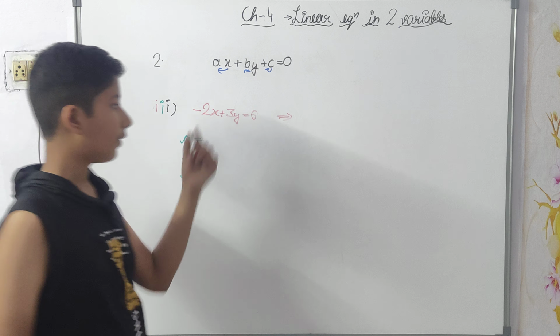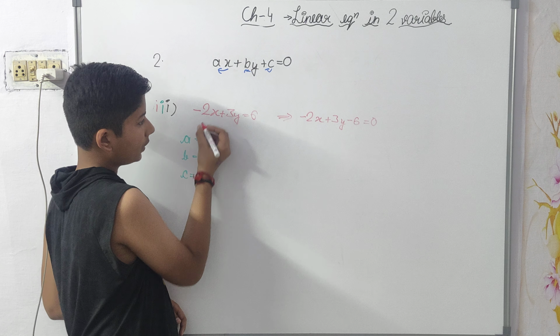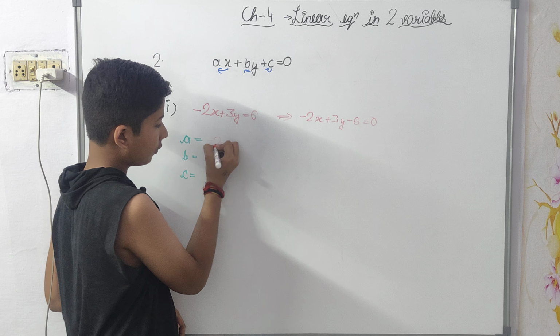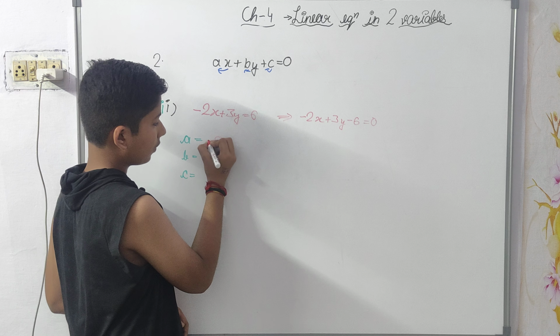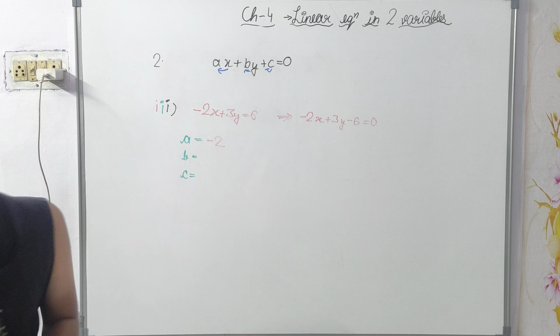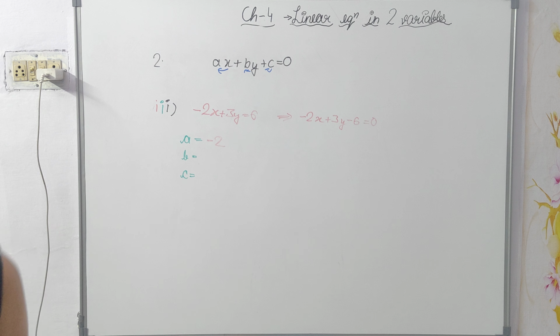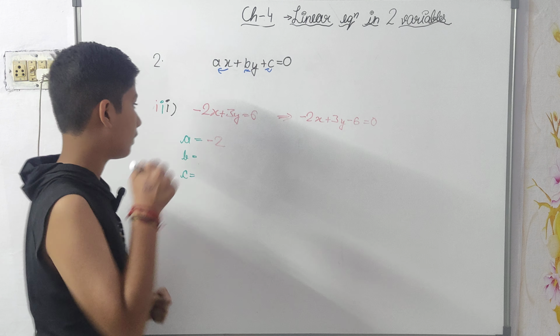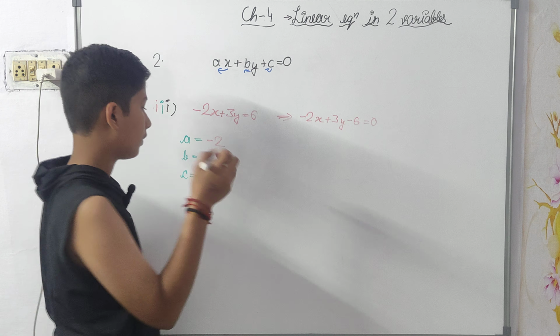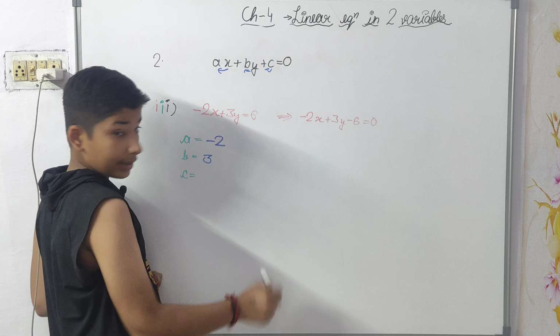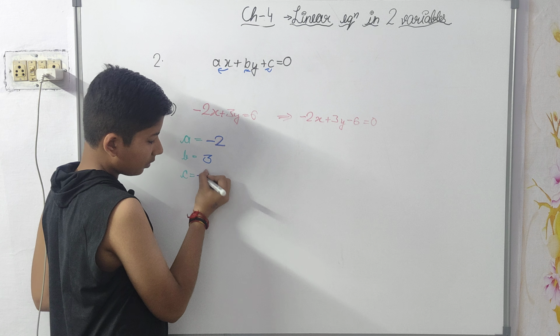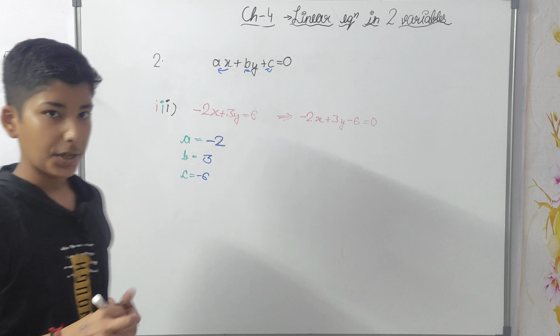Now a is minus 2 because a is the coefficient of x. So minus 2. B is with y. So what is with y? 3. Now c is minus 6. This is our answer. Very small answer.